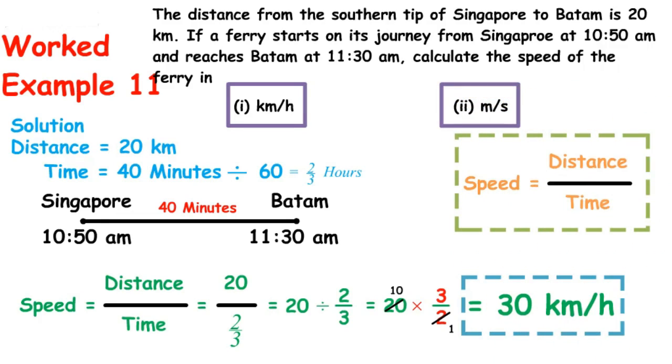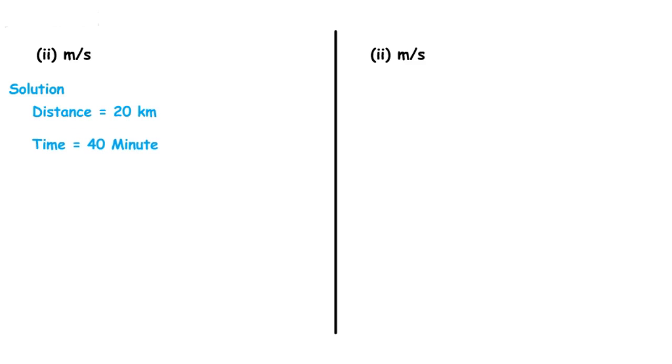Now, part 2 is, calculate the speed in meter per second. There are two methods. The first method is the same as the above. Distance is 20 kilometers. Time is 40 minutes. We will convert kilometers into meters, and minutes into seconds.